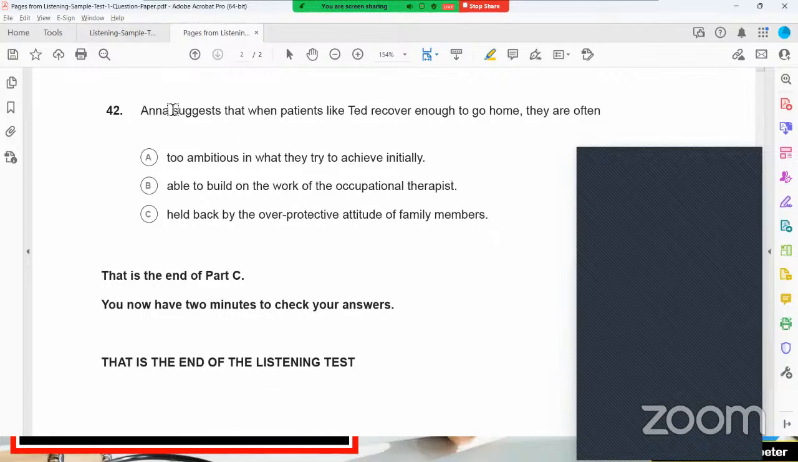Anna suggests that, this is a suggestion, when patients like Ted recover enough to go home, they are often too ambitious in what they try to achieve initially. Okay, ambitious.